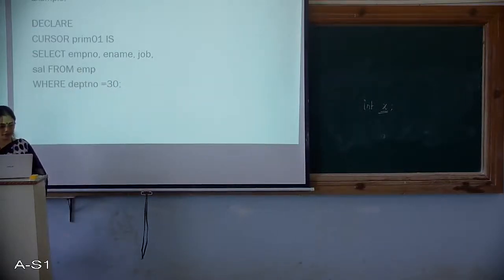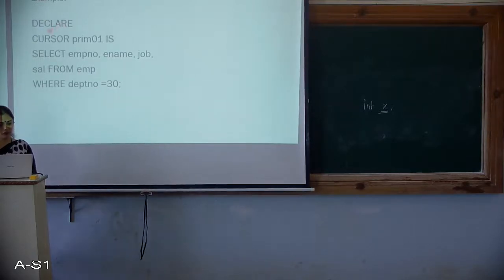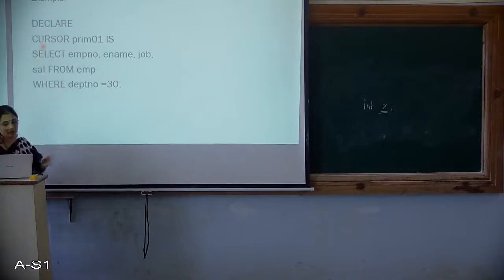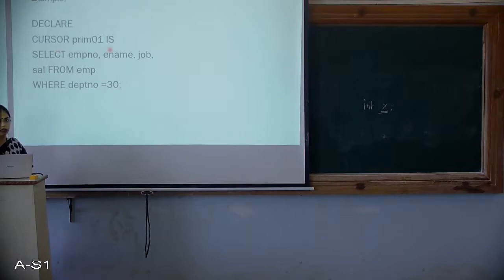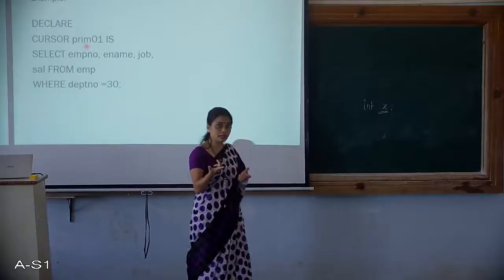So declare is a part of a PLSQL statement. So let me just on the pointer for you. Just a second. So this declare is a part of PLSQL block. Okay, so that is not a part of cursor. So it starts here, cursor definition starts here. You will merely write cursor and you will give it a name. So this is the name. Prim01 is the name that you have given. Is is the clause that you have to write. So cursor and is are the keywords, and prim01 is the user defined name. It is an identifier for the cursor.